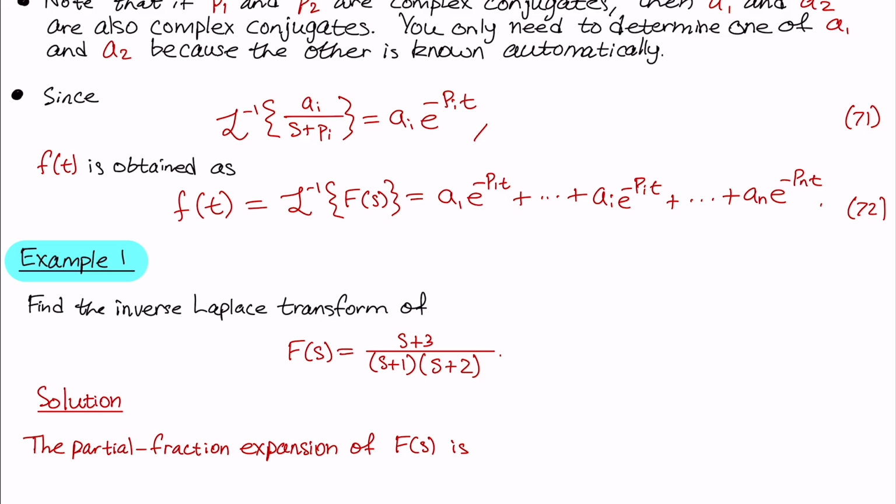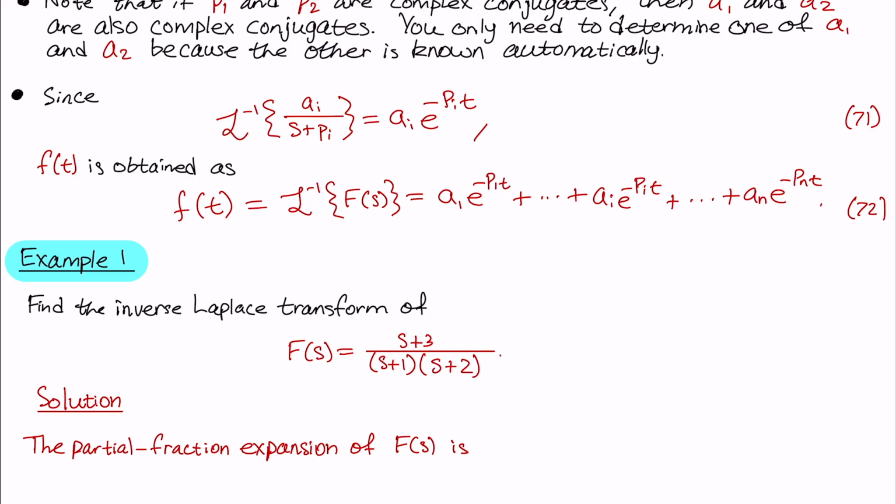Now we're going to go through two examples. I'll solve the first one, and then I'll have you guys work on the second one before I solve it, and then we'll go on from there. So we're given a Laplace transform F(s) equal to the quantity (s + 3) divided by (s + 1) multiplied by (s + 2). We're asked to find the inverse Laplace transform of this.